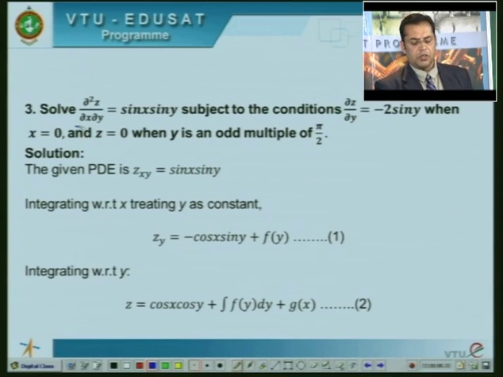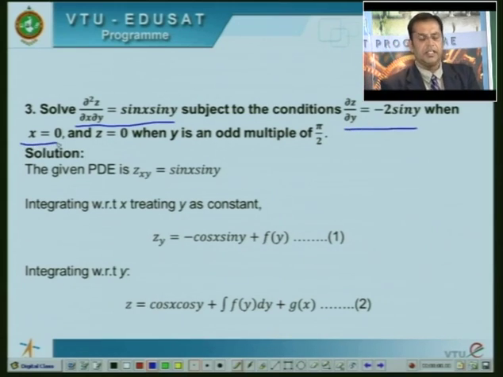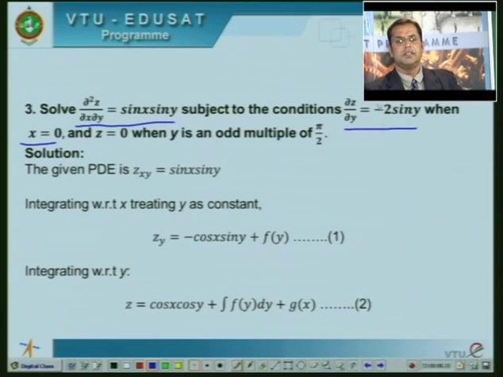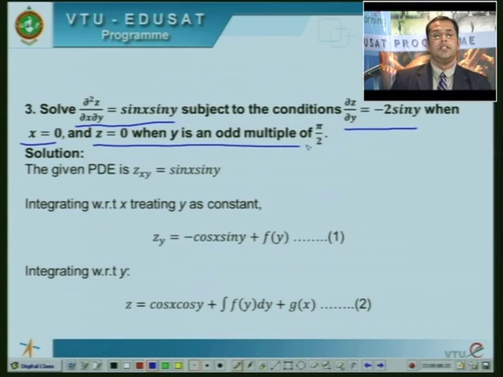Solve dou square z by dou x dou y equal to sin x into sin y subject to the conditions dou z by dou y equal to minus 2 sin y when x equal to 0. So, how to apply this condition? Go to dou z by dou y, which you obtain in the sequence of integrations. In that, replace dou z by dou y by minus 2 sin y as and when x is 0, and z equal to 0 when y is an odd multiple of pi by 2.